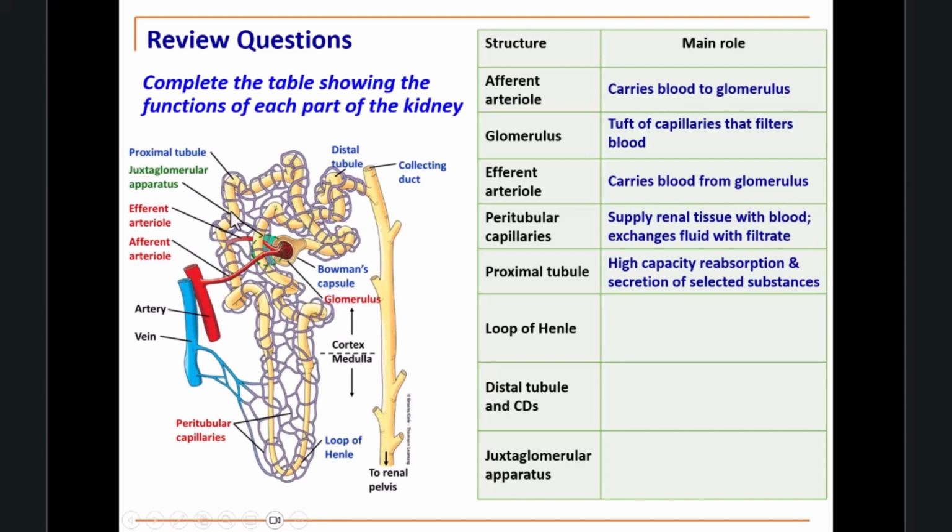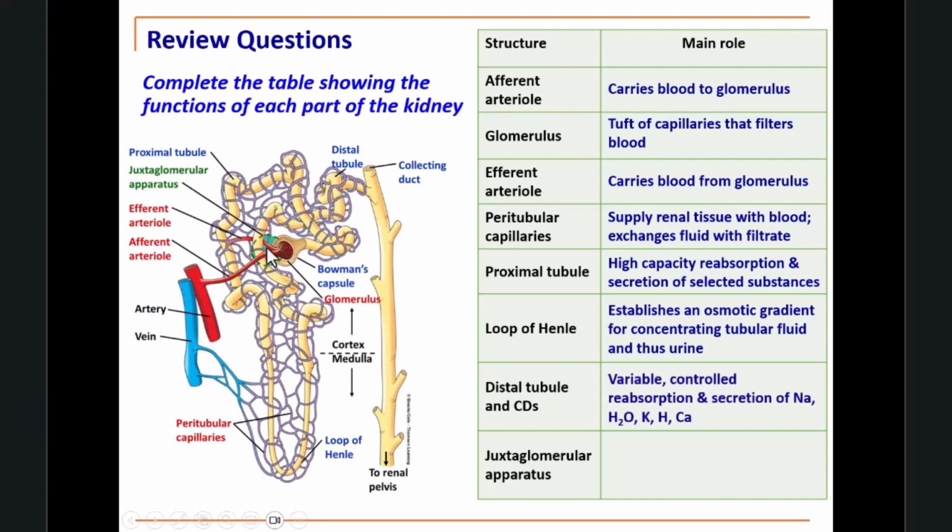We then move our way through the proximal tubules where this is all happening. We come down to the loop of Henle. Remember, we've got descending loop and the ascending loop. But what's its overall function? It establishes an osmotic gradient for concentrating the tubular fluid. So overall, even though different things are happening in the descending and ascending loop, we're starting to concentrate this fluid, this filtrate. We then come into the distal tubules and the collecting ducts. Remember, that's where the hormones are acting, and this is where you're getting that variable control, that reabsorption of things and the secretion of things that we need and the things that we don't need.